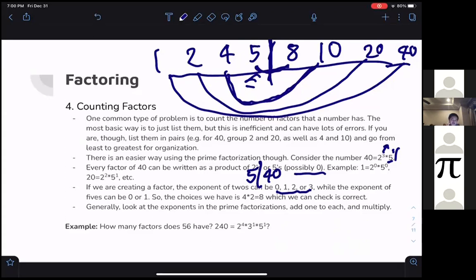Now, how many factors does 56 have, and how about 240? Oh yeah, and please try to private message the answers if you want to, so everybody has a chance to do them. Oh yeah, note that we want to count how many factors it has. Okay, I'll give you a second to work out 240 as well.